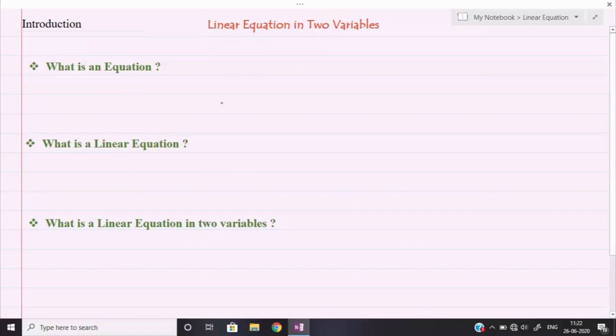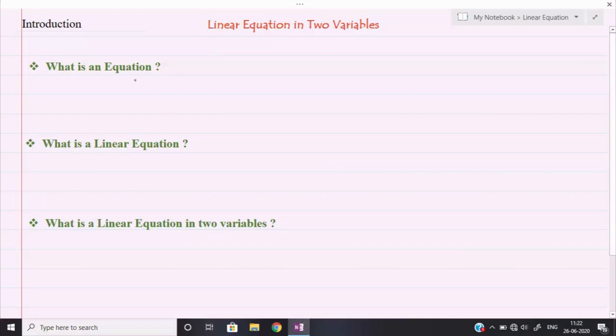Okay, so we shall understand the meaning of linear equation in two variables in three parts. First of all, we shall see what is an equation. Second, we shall see what is a linear equation, and third, we shall see what is a linear equation in two variables. Now first we shall see what is an equation.